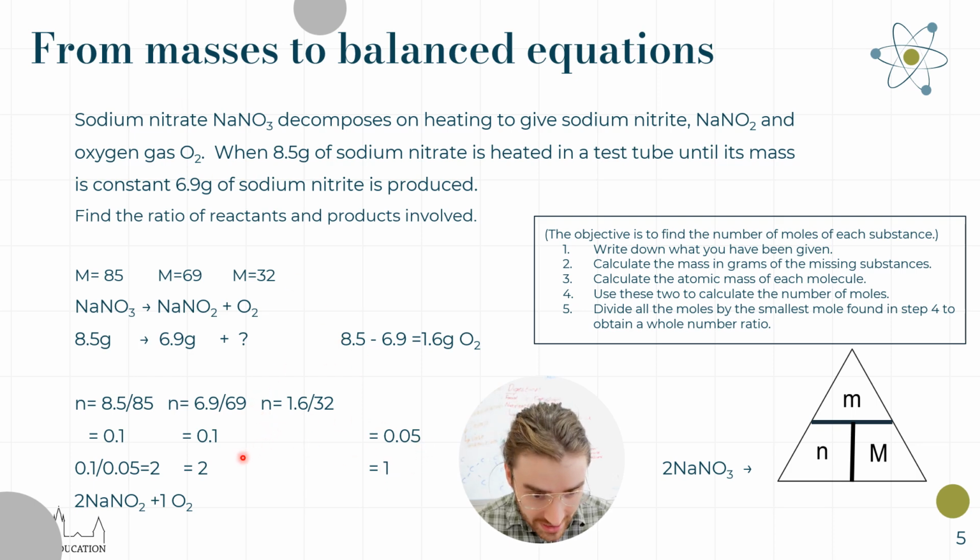So this is going to be a ratio of 2 to 2 to 1, because this is going to be our 1. This multiplied by 2 is going to give us 0.1 and 0.1. So it's a 2 to 2 to 1 ratio. And that's going to be our balanced equation. It's going to be 2 sodium nitrates giving us 2 sodium nitrites plus 1 oxygen. And again, this pyramid should be drawn at the top of every page. There's another pyramid coming up later that we're going to need to know.